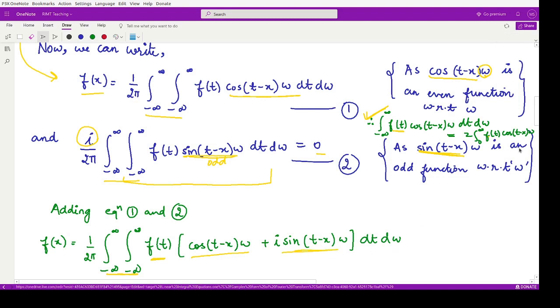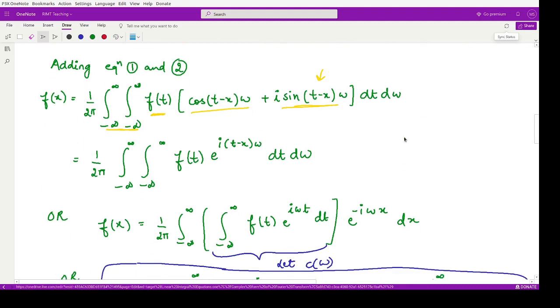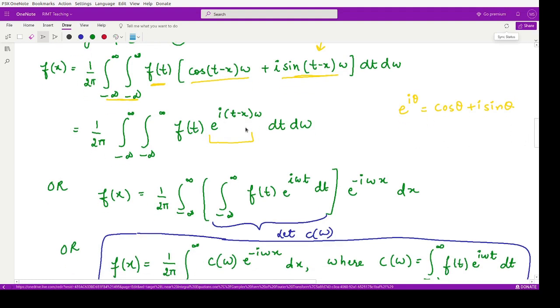So this is what we obtain, because the second term eventually turns out to be 0, so it has no effect on this term. So now I have told you this e to the power iota theta, whatever theta value is there, we have cos theta plus iota sin theta. So this term becomes e to the power iota theta, right? And you can rearrange it a little more. So from here you can separate out this term e to the power iota t omega, and then e to the power minus iota omega x. So we have separated this term.